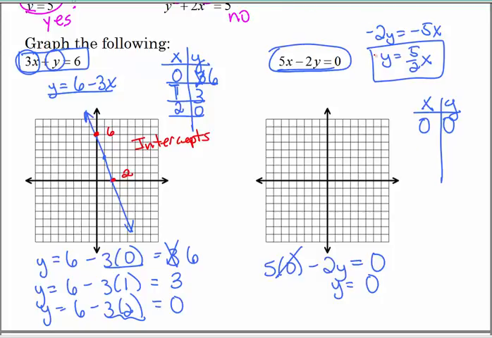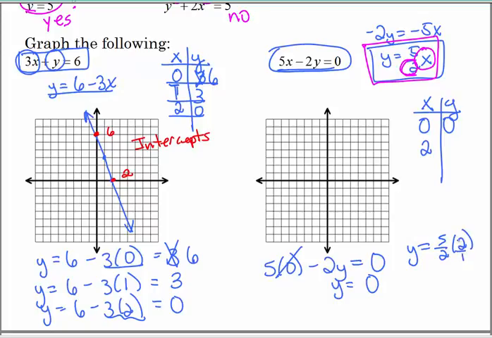But let me tell you the advantage of solving for y. Even though you have a fraction there, it kind of helps you decide what you should let x equal. If you don't want to deal with fractions, think about, I'm going to have to divide by 2, so maybe I should choose an even number. What if I let x equal 2? So y equals 5/2 times 2.